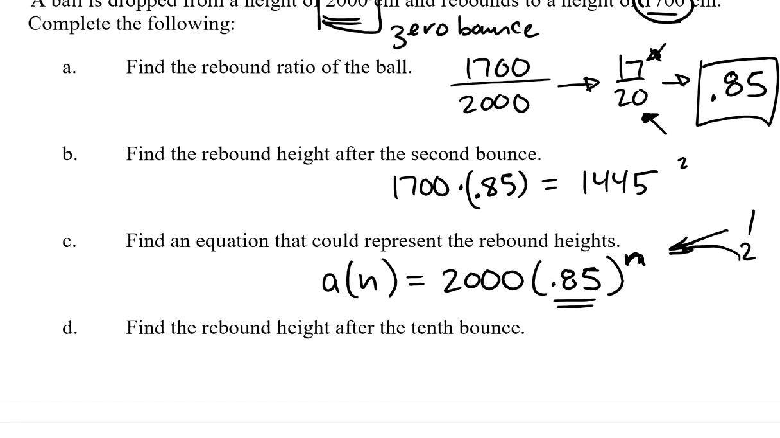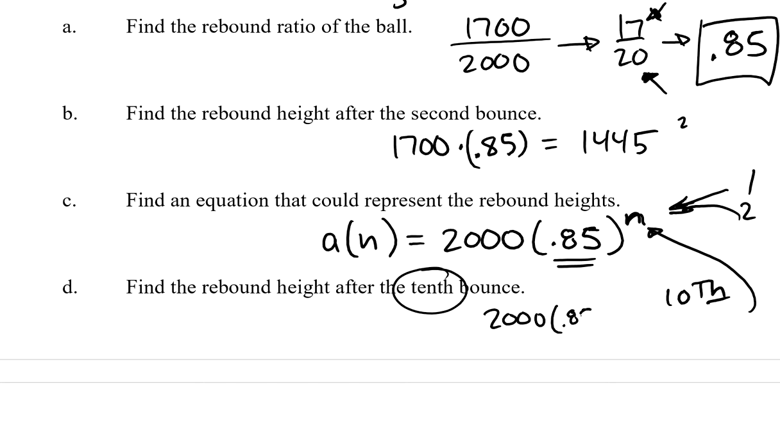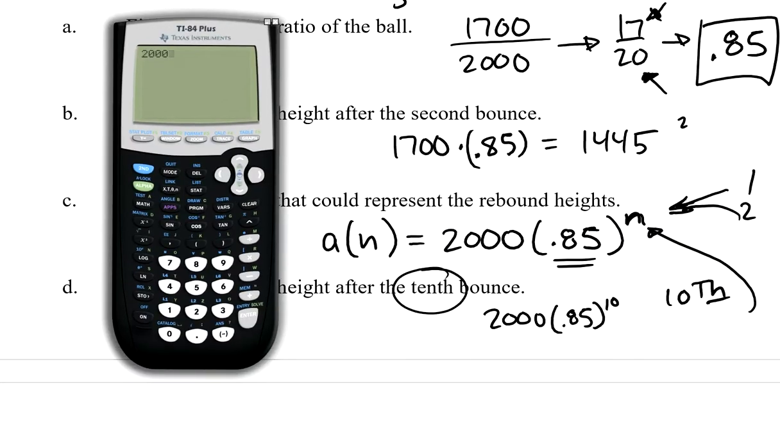Question D says, find the rebound height after the 10th bounce. So this is a problem that's made easier by the equation above. Because if I want to know what it is after the 10th bounce, I'm just going to plug this value into this function. So it would look like this: our initial height times 0.85, and we'll raise that to the 10th power. Let's grab our calculator and run that through there.